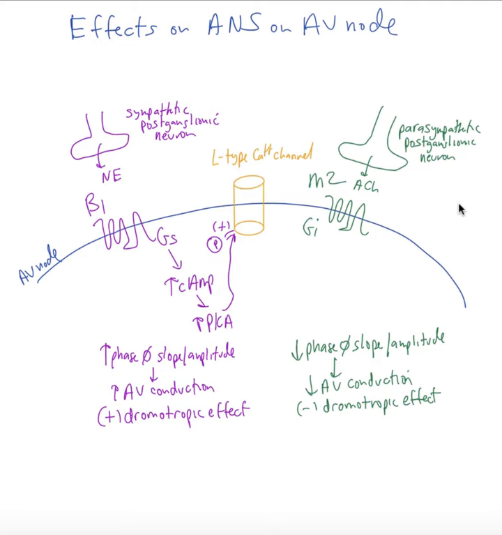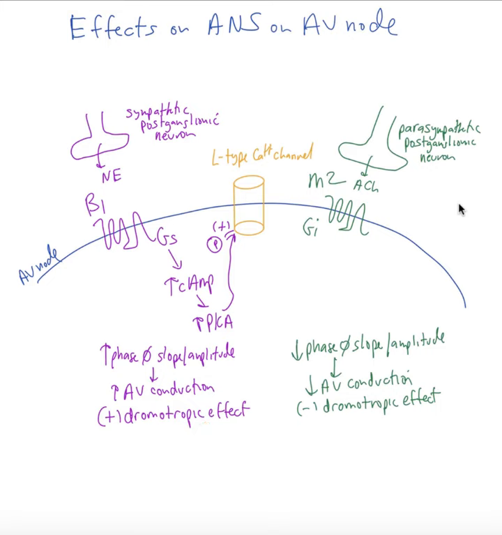As more calcium comes in, the phase 0 slope and amplitude goes up, and I get an increase in atrioventricular node conduction velocity, and we call that a positive dromotropic effect.